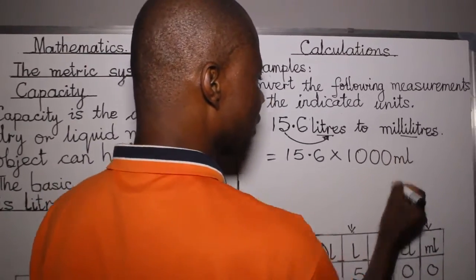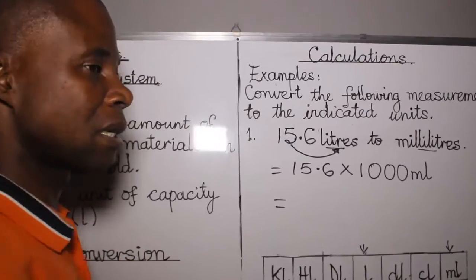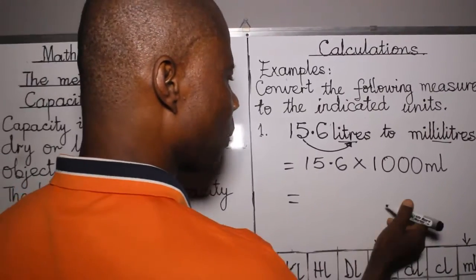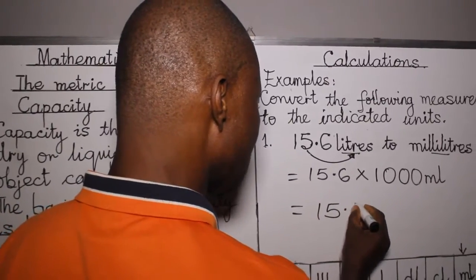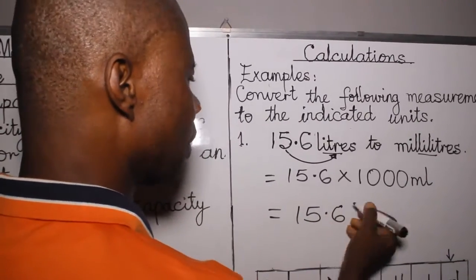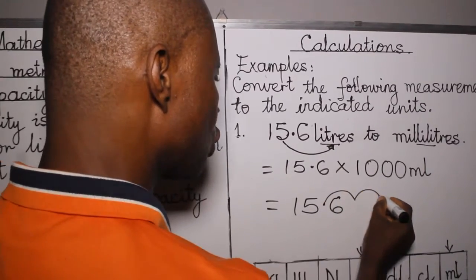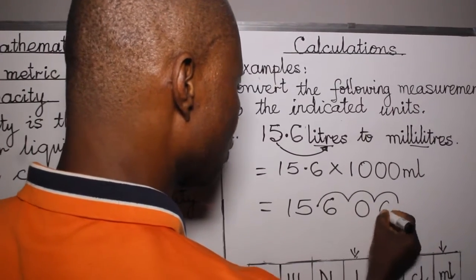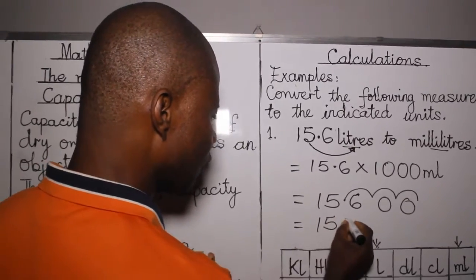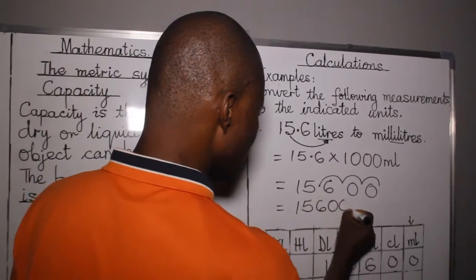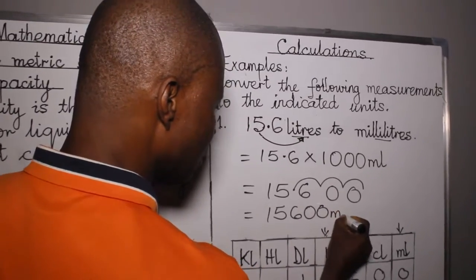Then it becomes milliliter. And this gives you what? You shift the decimal point by the number of zeros. So 15.6, shift the decimal point by 3 digits. 1, 2, 3, 0, 0. And this gives you 15,600 milliliter.